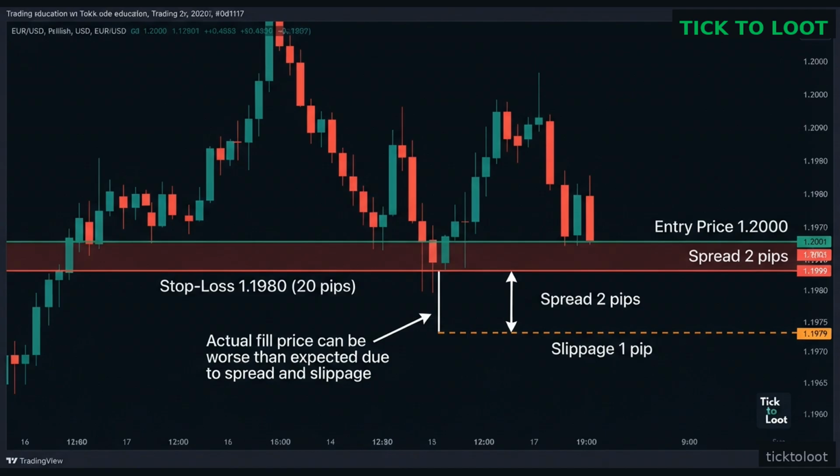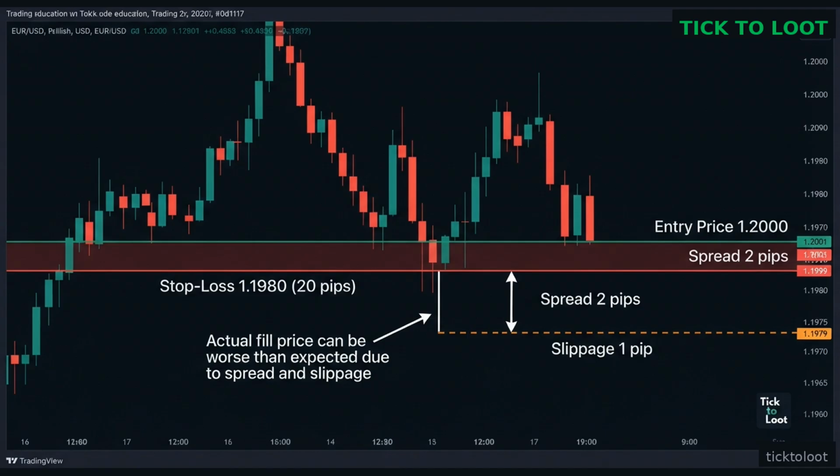Slippage occurs when a market moves between the moment you click buy and the moment the order is actually filled, often during fast-moving news or low liquidity. If the price jumps an extra pip upward before your order fills, you might end up entering at 1.2003, further reducing your buffer to 17 pips.